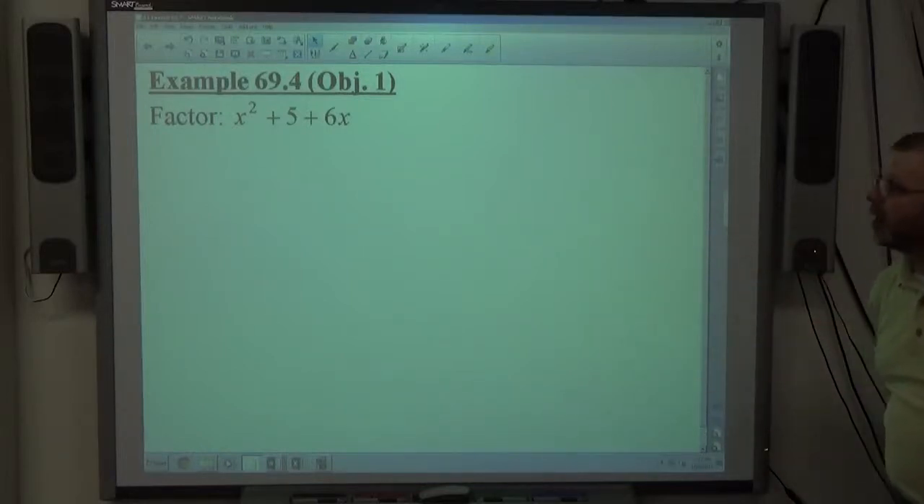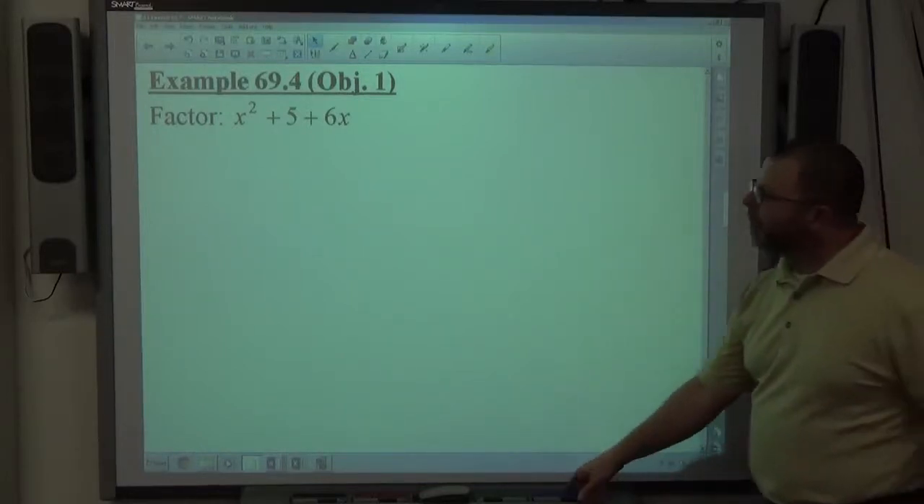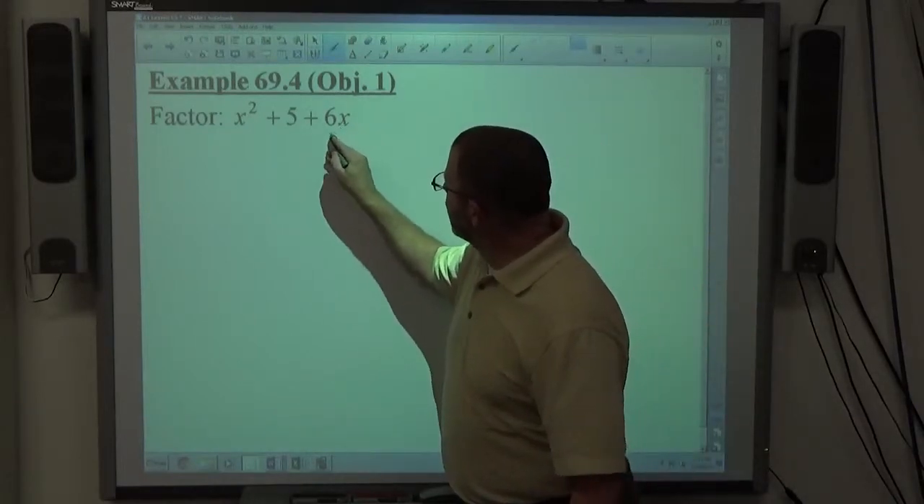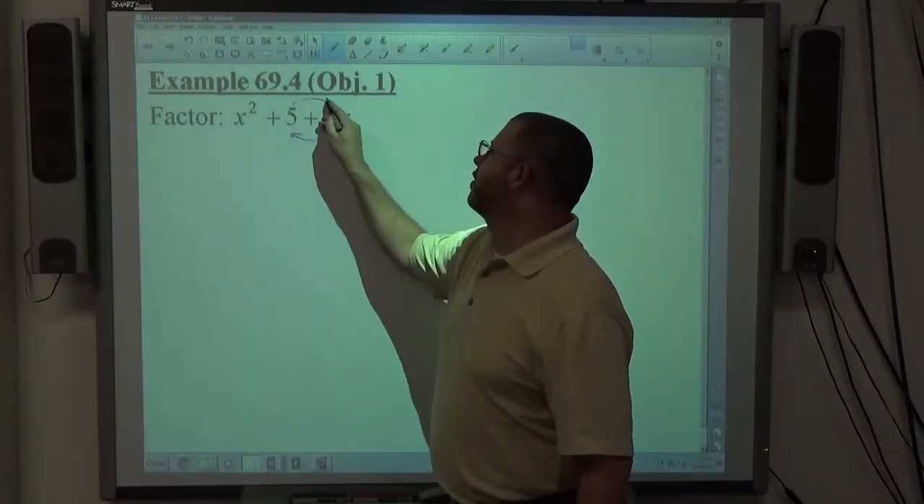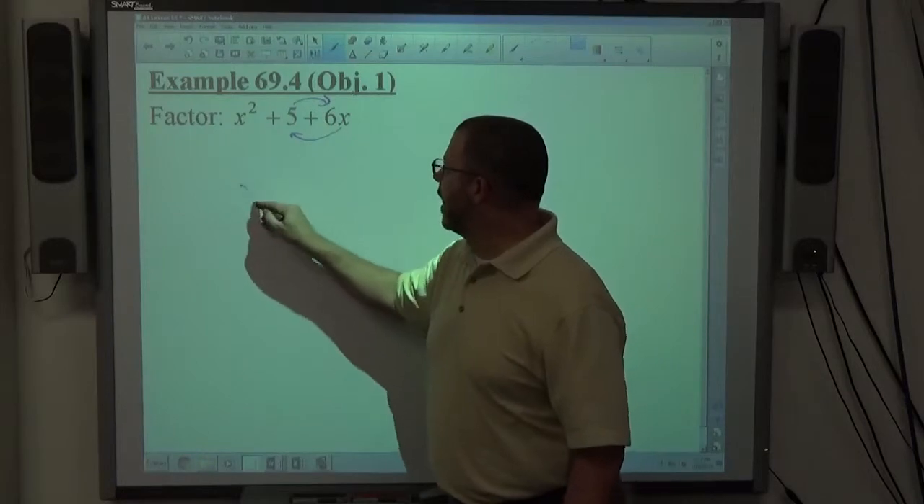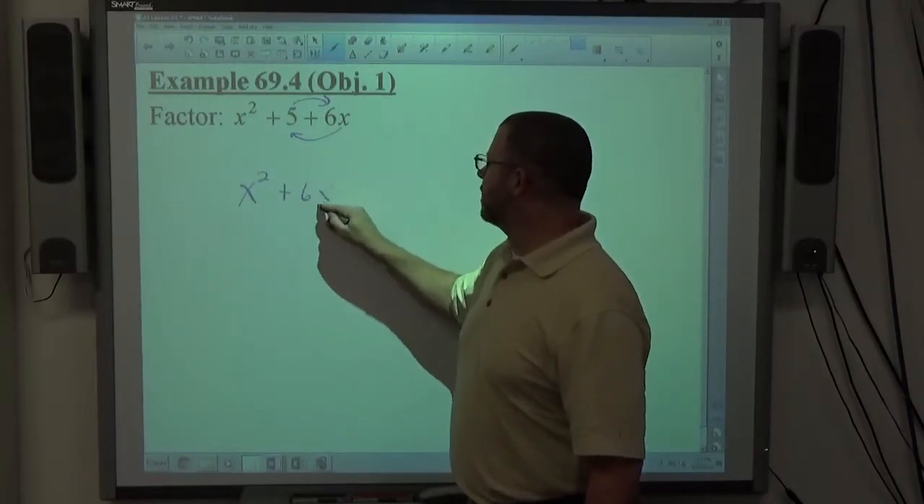Last one, example 4, x squared plus 5 plus 6x. Notice once again, the linear term is out of place, the constant is out of place, so I need to rearrange this to begin with. So x squared plus 6x plus 5.